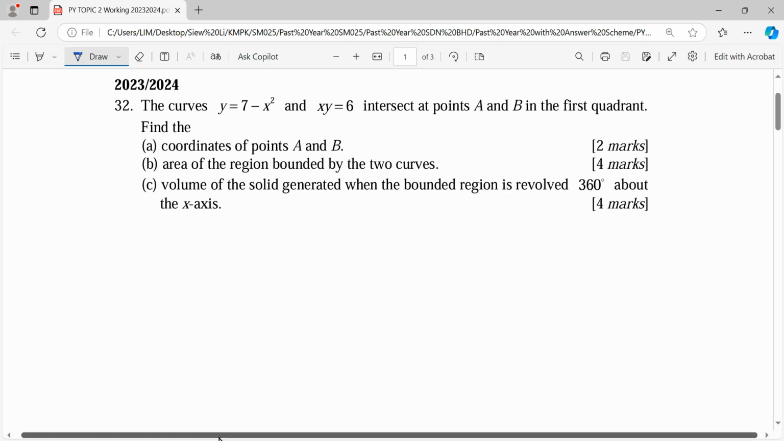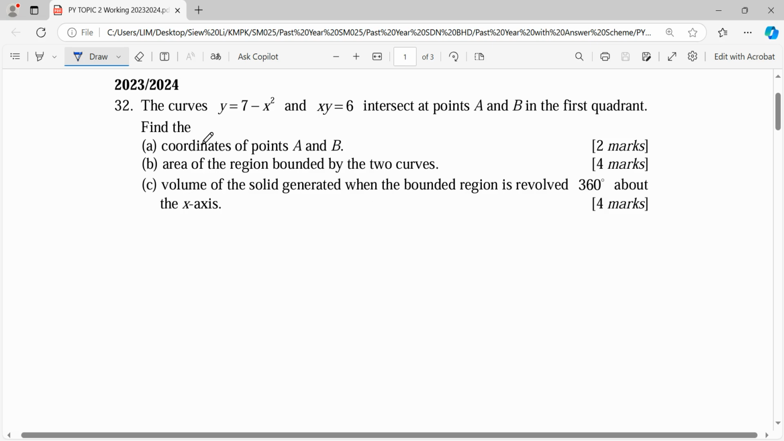Hi everyone. For this question, it said the curve y equals 7 minus x squared and xy equals 6 intersect at the points A and B in the first quadrant. Find the coordinates of points A and B. B. Area of the region bounded by these two curves. Then C. Volume of the solid generated when the region bounded is revolved 360 degrees about the x-axis.